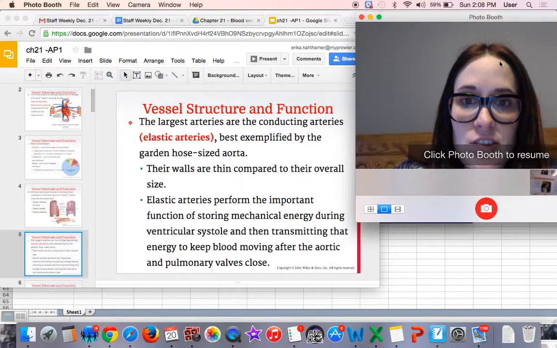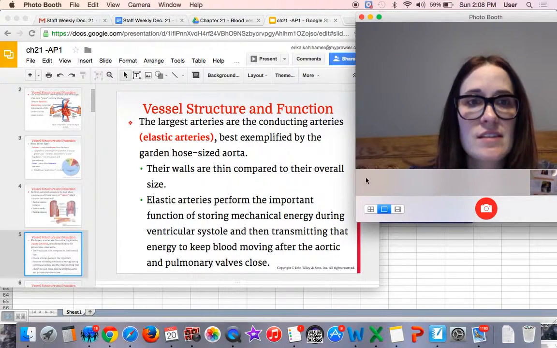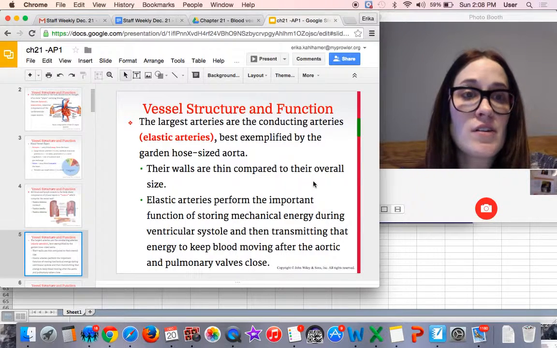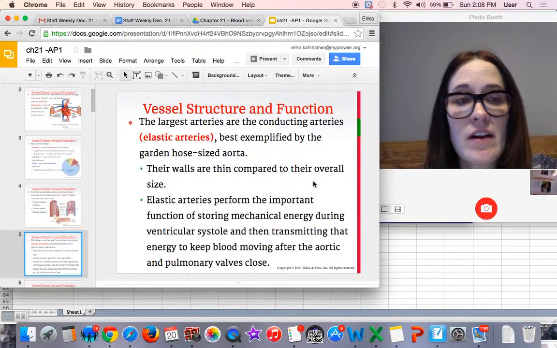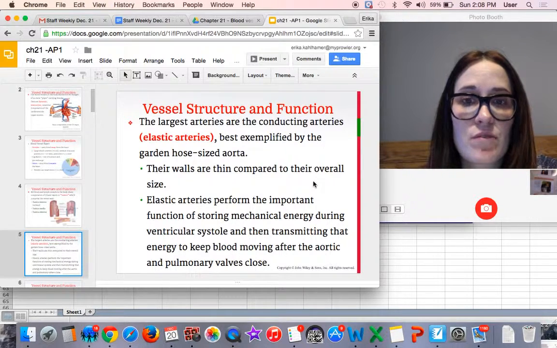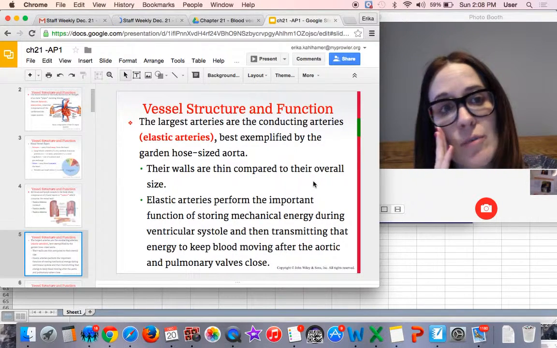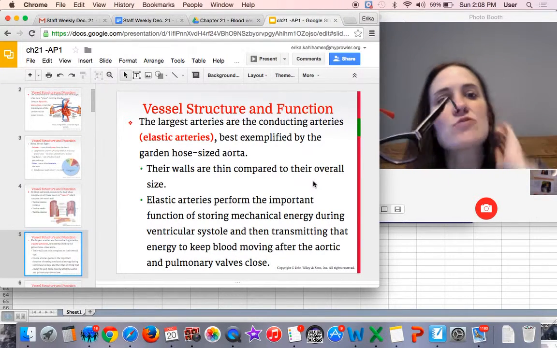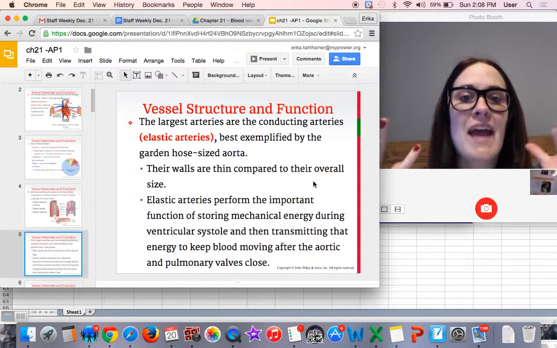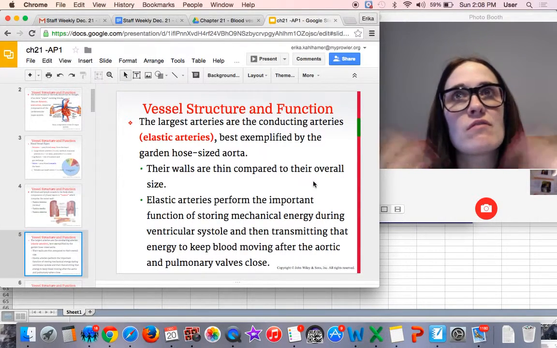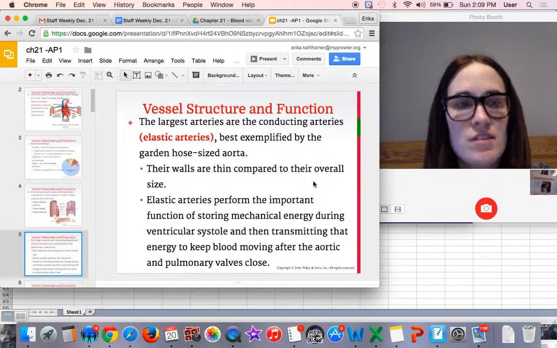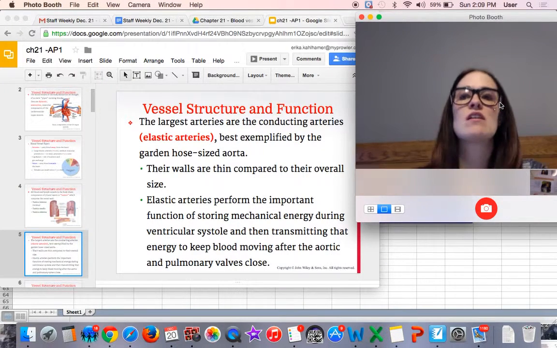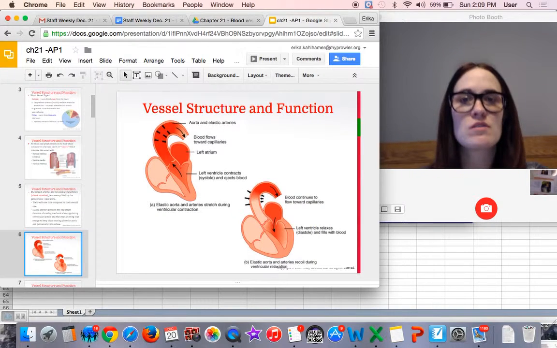So the largest arteries are called elastic arteries, like the aorta is a great example. Very large. The walls are thin compared to their overall size, but they are designed for carrying a lot of blood under high pressure, so they can stretch easily and go back to their original size easily after the blood has left them. When they stretch like that, they actually hold mechanical energy after the ventricles have contracted, that ventricular systole, and they hold that energy. Then after the valves close, the aortic and the pulmonary valves close, they transmit that energy through our systemic circulation.